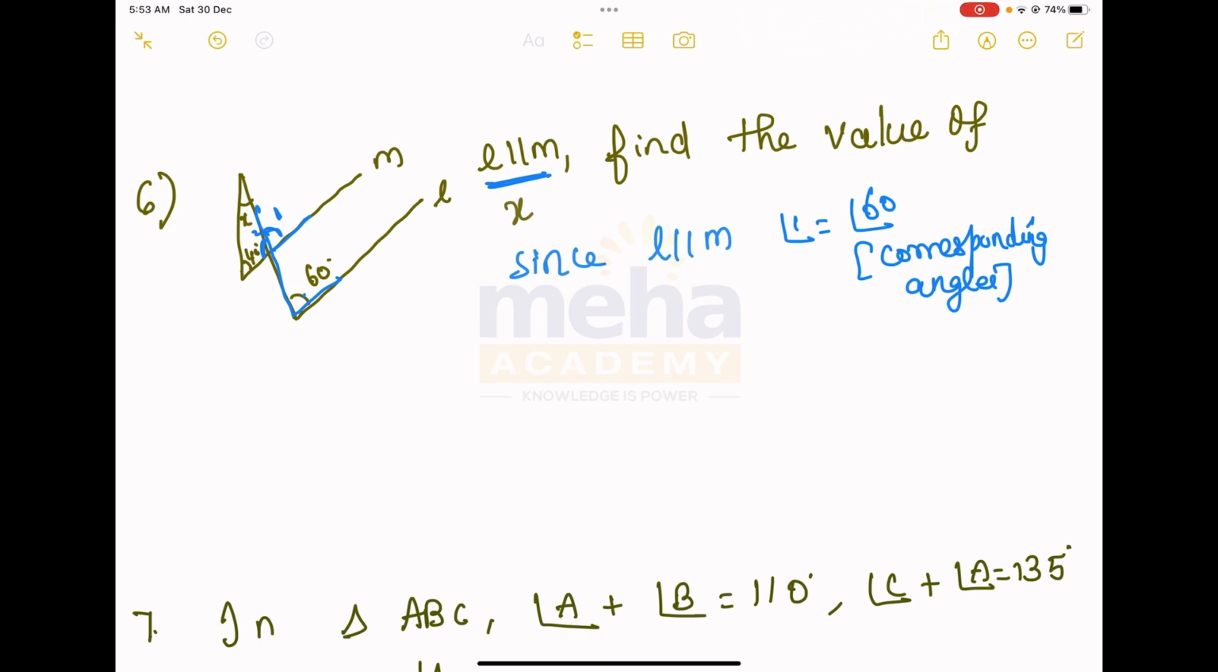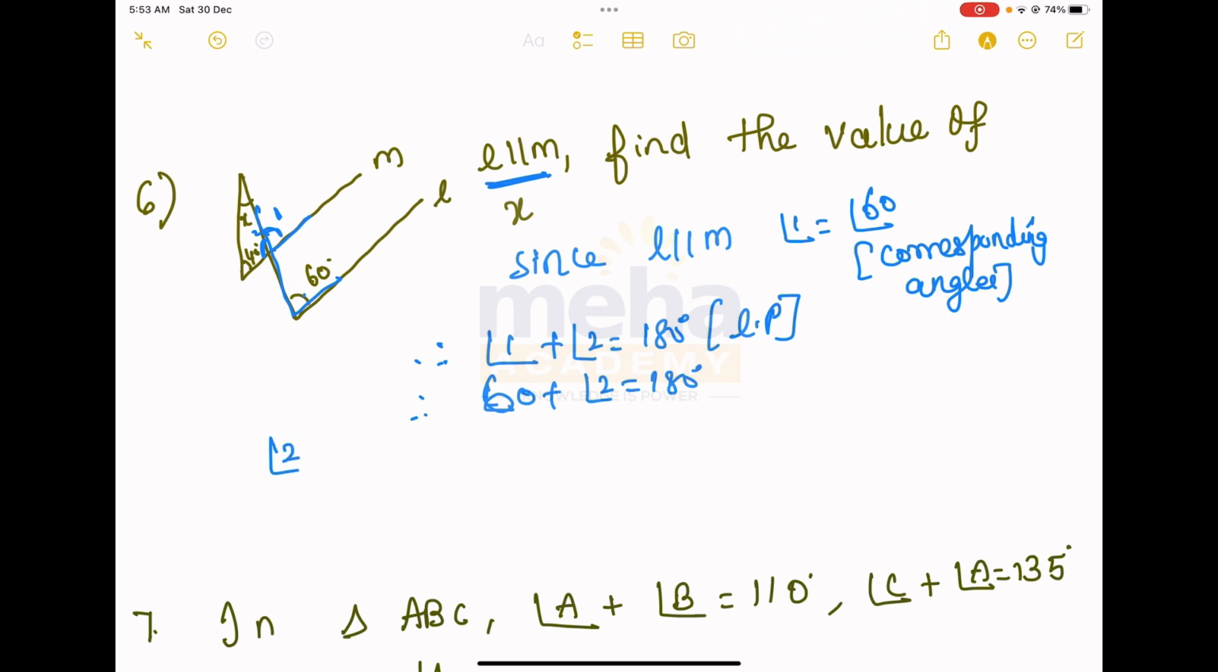So now, therefore, we'll say angle 1 plus angle 2 is equal to 180 degree. This is basically a linear pair. Therefore, angle 60 degree plus angle 2 is equal to 180. So angle 2 will be equal to 180 minus 60. That would be equal to 120. Sorry.